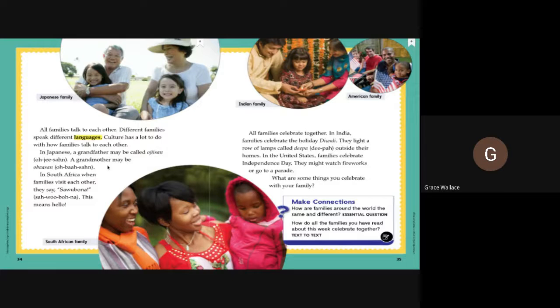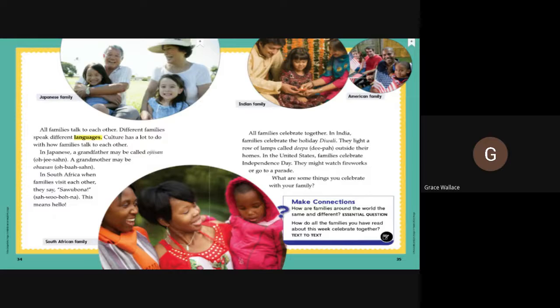Once again, I might not know how to say this word, but this phonetic sounding helps me. Obashan. In South Africa, when families visit each other, they say Sawubona. That's what they do when they visit each other. This means hello. So instead of us saying hello, they say Sawubona. That's a really fun word to say. Hopefully I'm not saying it too awfully.